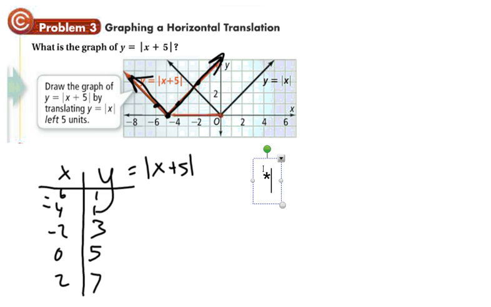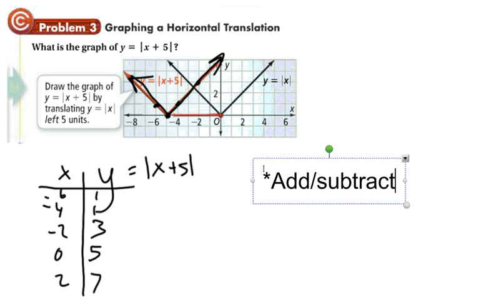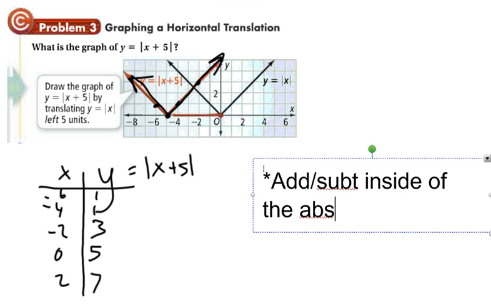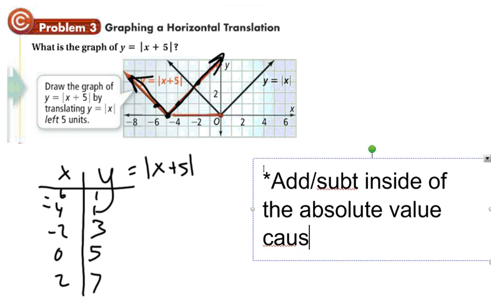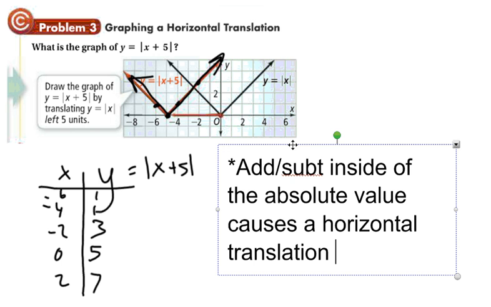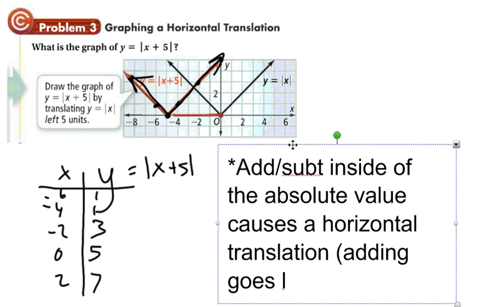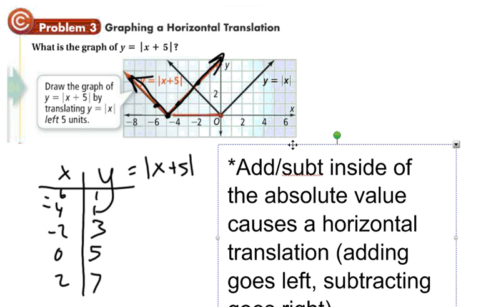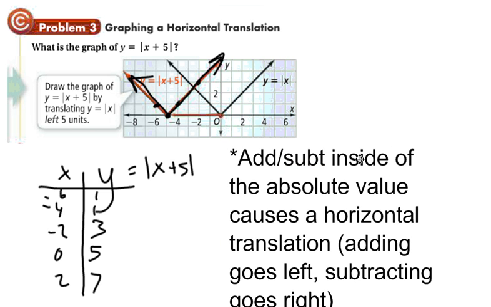So addition or subtraction inside of the absolute value bars causes a horizontal translation. So adding goes left, which is weird. Subtracting goes right. I'm going to actually add this. Well, we're going to leave that here.